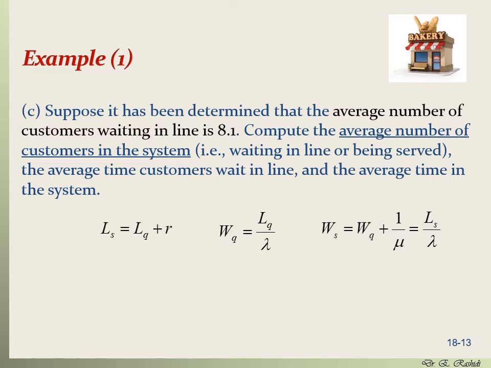So here we have the formula. We know the average number of people in the system, that's L sub S, is equal to L sub Q plus R. That's the average number of people in queue plus the average number of people being served. So we already computed R previously in part B, and that was 0.9. And L sub Q is actually given here. That is 8.1. So L sub S is 0.9 plus 8.1, which is 9. So L sub S, the average number of people in the system, is 9.